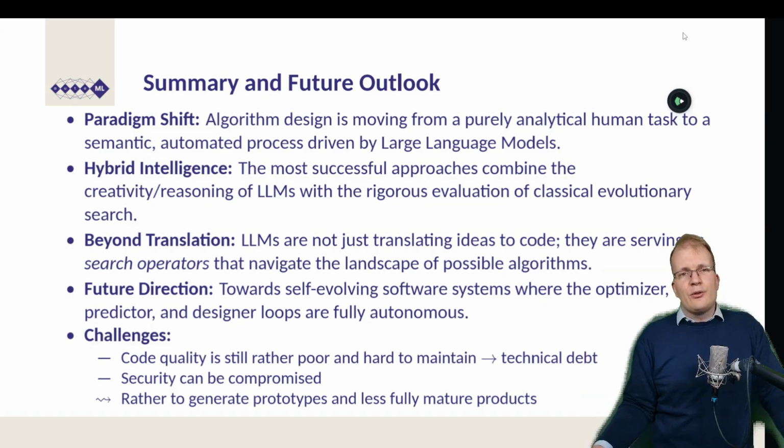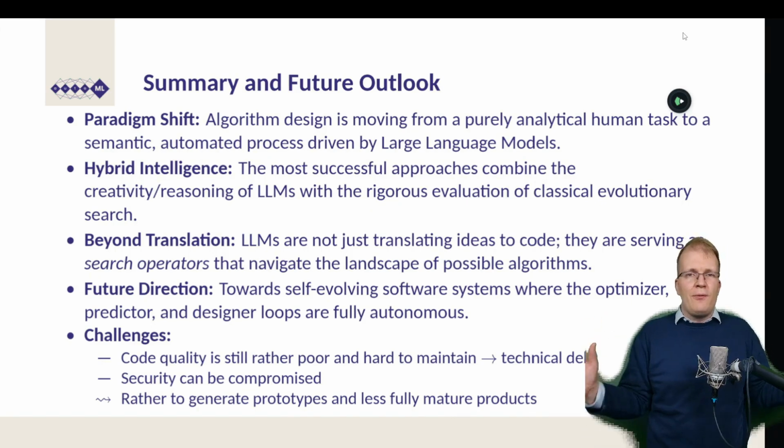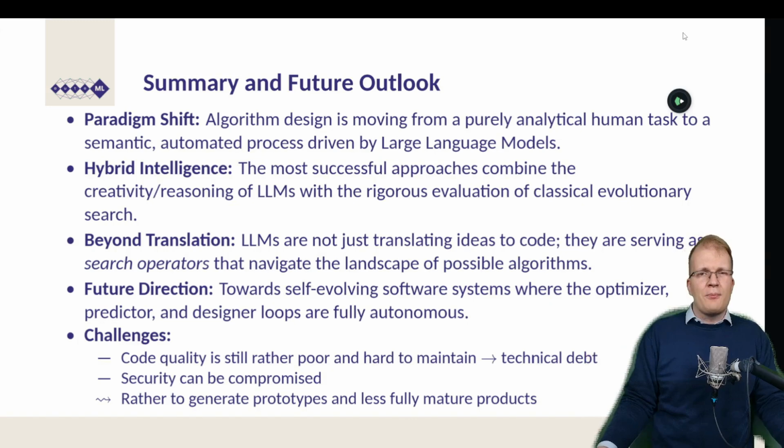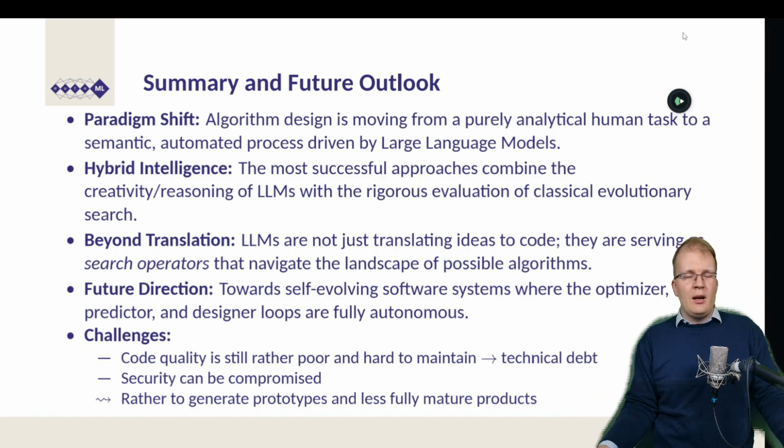And that makes it so powerful because in the past, for example, with genetic programming and so on, that was not super easy and often quite limited. Large language models seem to open up a new direction here, which means a self-evolving software system where the optimizer, predictor, and designer loops are fully autonomous. Challenges, as I already said, could be different kinds of things. Furthermore, to be added here, code quality can be rather poor and hard to maintain, which can imply a very high technical debt later on. You have to be careful with that.